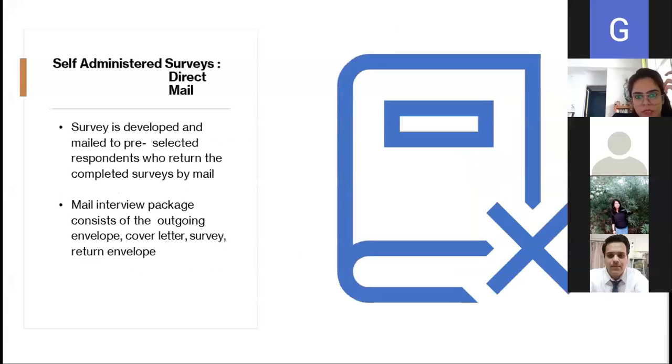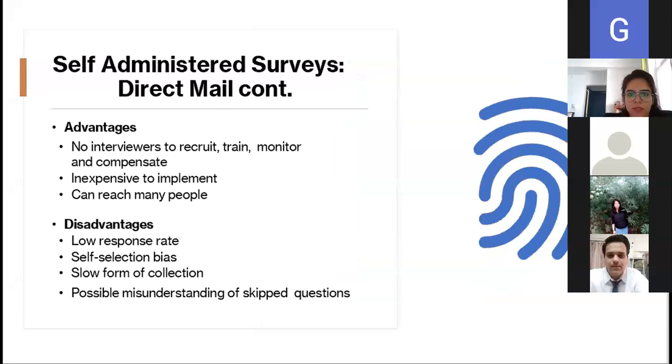Next come mail surveys. So you send across your questionnaire in mail, and that is self-administered. What do you understand by self-administered? What is a self-administered survey? Ma'am, when the company is doing it on their own, they are not hiring any external person. Yeah, there's no interviewer involved. Yes, you get a questionnaire and you have to fill it. That's self-administered. So no interviewer, no cost of interviewer.